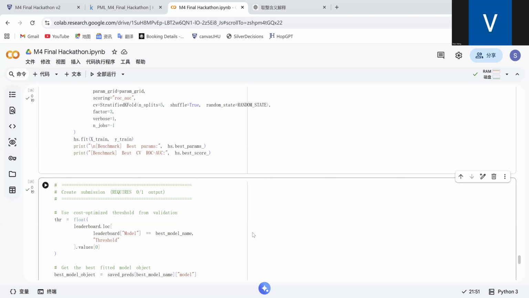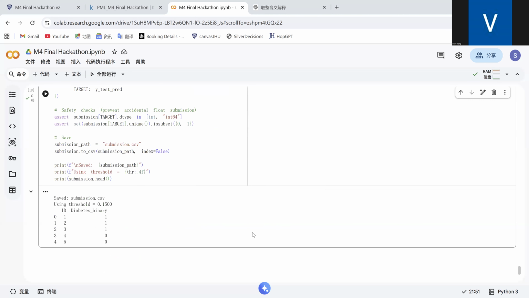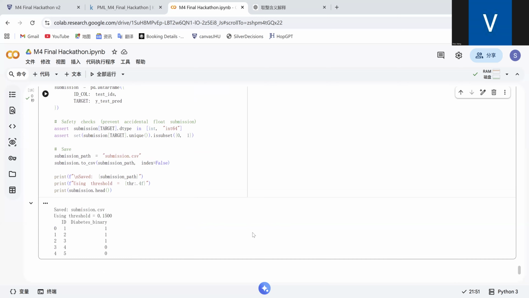Finally, I submitted probability predictions to Kaggle, since ROC-AUC is threshold independent and aligns with the competition metric.